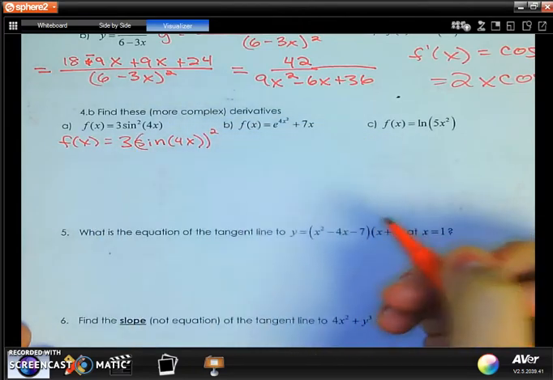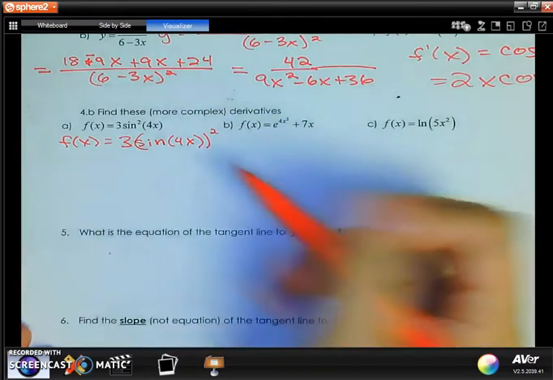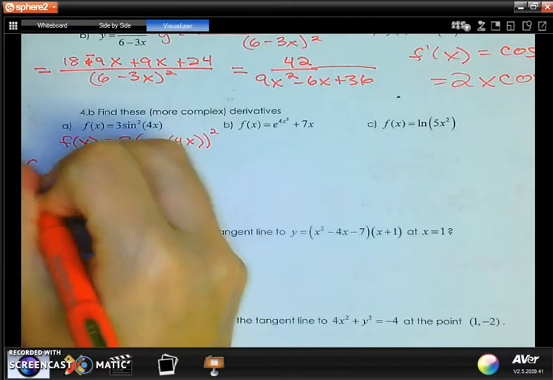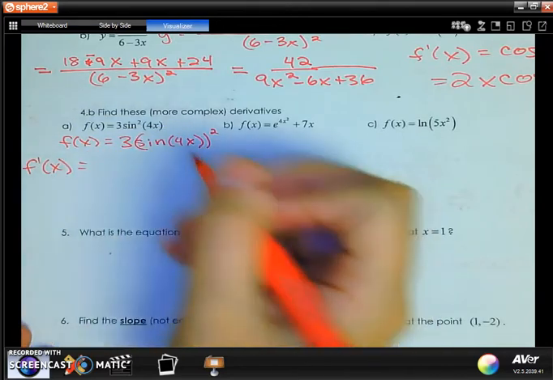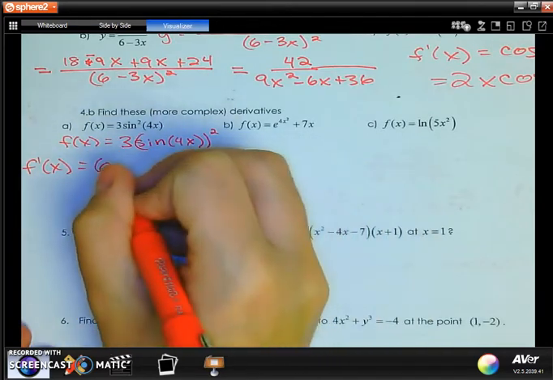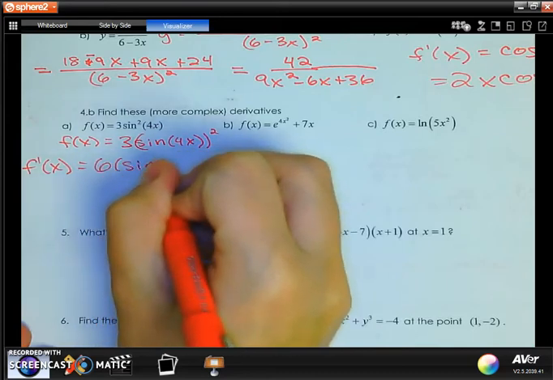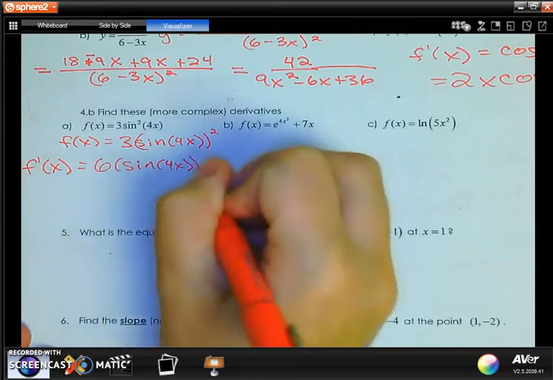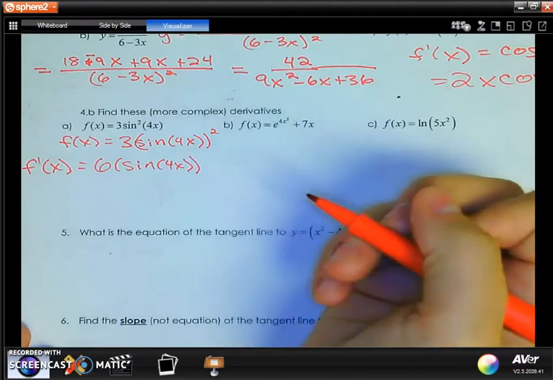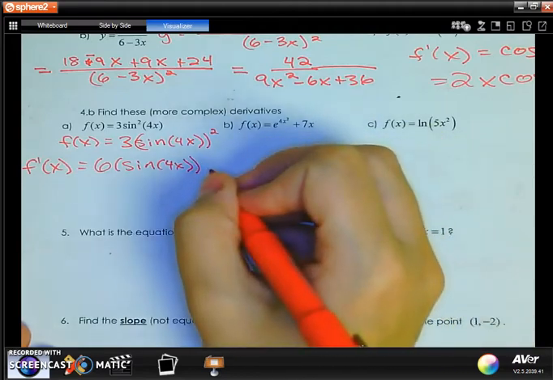Think of it like that. So this is going to be a chain rule. So 2 times 3. So when I take the derivative here, you're going to have 6. And then you recopy it, decrease the exponent by 1, so now it's to the first. Then it's times the derivative of the inside.